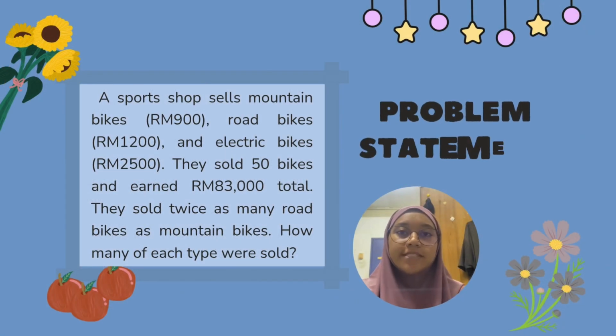Next, problem statement. A sports shop sells mountain bikes for 900 ringgit, road bikes for 1,200 ringgit, and electric bikes for 2,500 ringgit. They sold 50 bikes and earned 83,000 ringgit total. They sold twice as many road bikes as mountain bikes. How many of each type were sold?